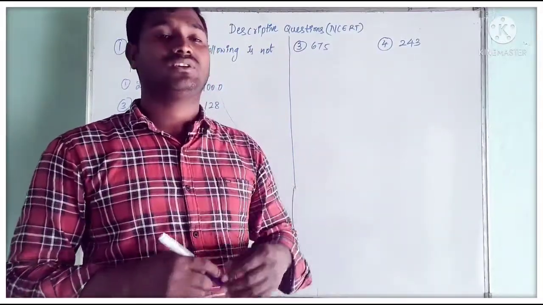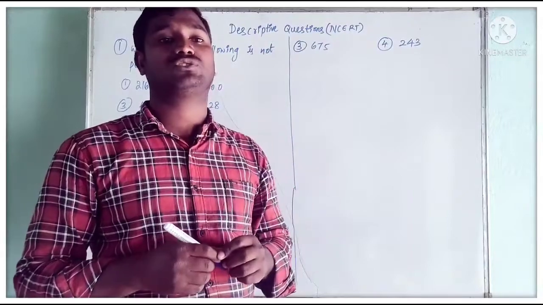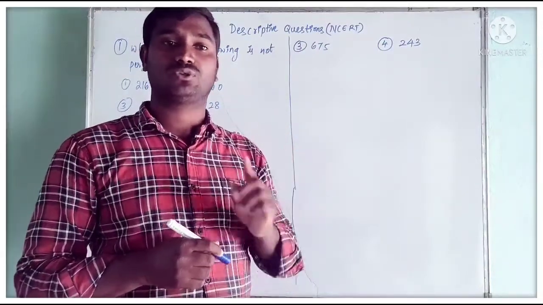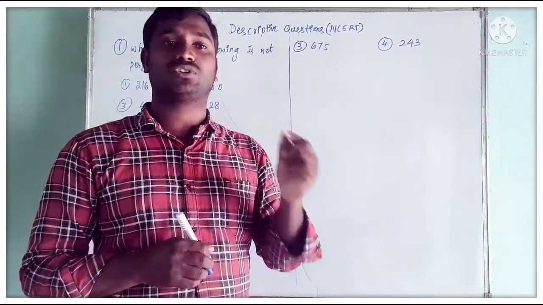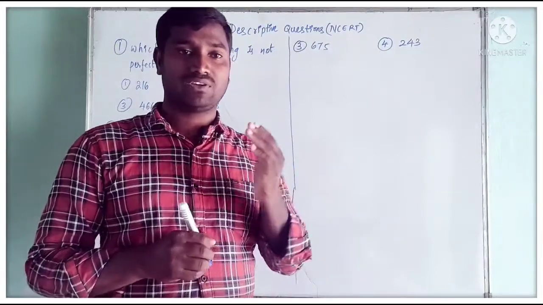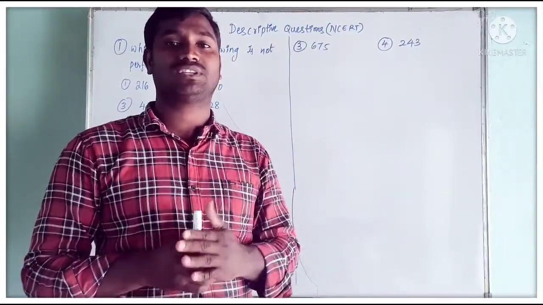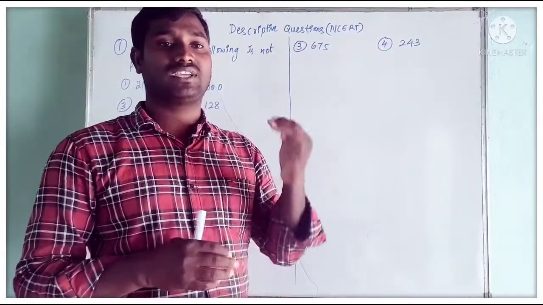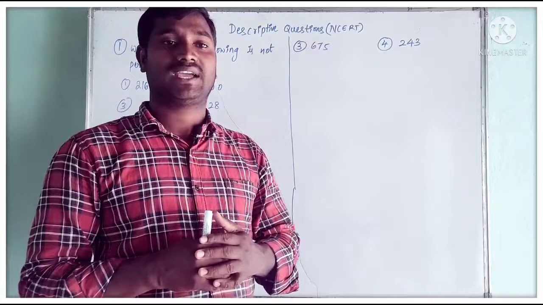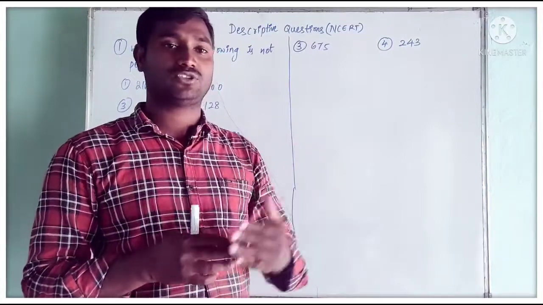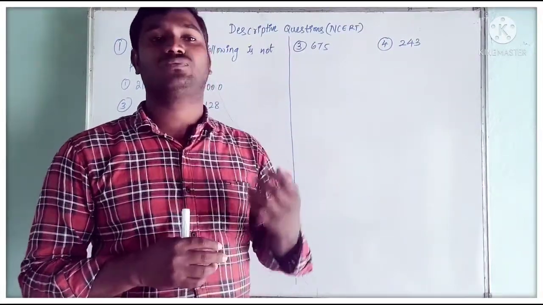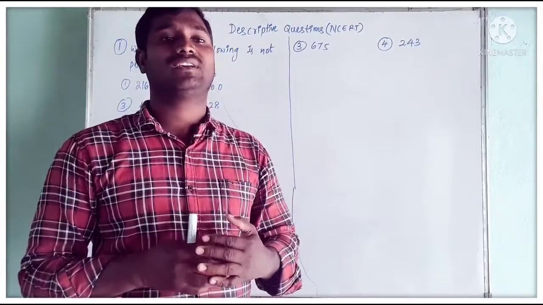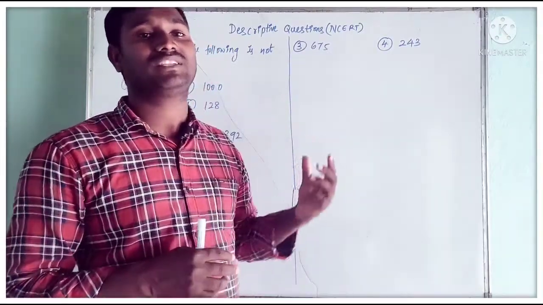We know that the 10 perfect cubes are: 1 cube is 1, 2 cube is 8, 3 cube is 27, 4 cube is 64, 5 cube is 125, 6 cube is 216, 7 cube is 343, 8 cube is 512, 9 cube is 729, 10 cube is 1000. If you learn these 10 easily, we can solve the remaining sums very easily.